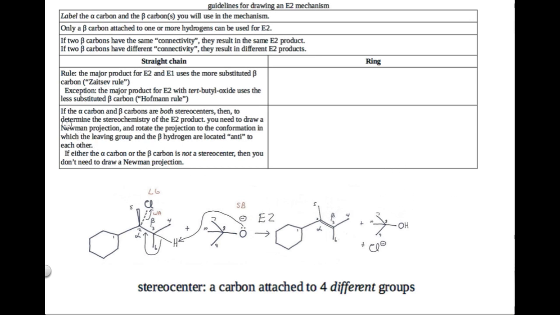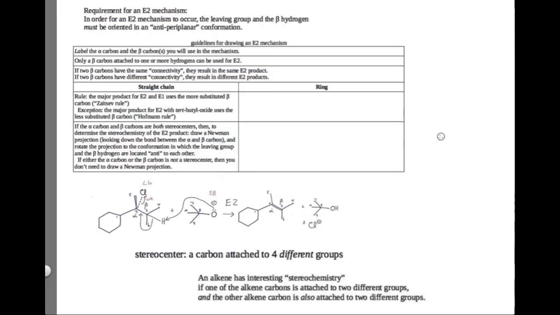In fact, we haven't used a Newman projection for any of the problems in the previous videos in this series, because for all the problems we tried in the previous videos, either the alpha or the beta carbon or both was not a stereocenter. Furthermore, remember that we just said that in order for an E2 to occur, the leaving group and the beta hydrogen must be anti-periplanar to each other, which means that the leaving group and the beta hydrogen must be pointing in opposite directions.